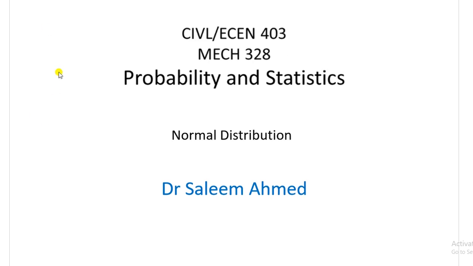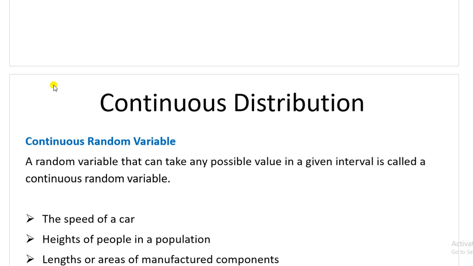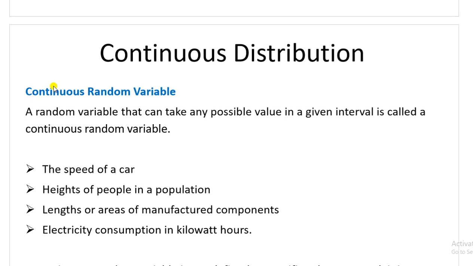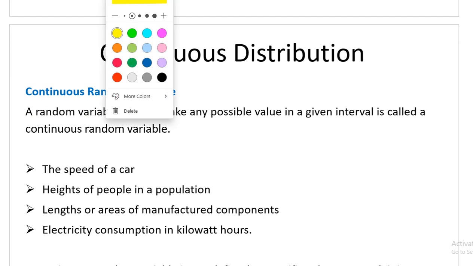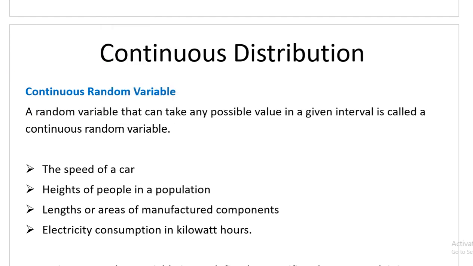So let's recall what we did in continuous random variables. A random variable that can take any possible value, because a discrete random variable takes on only integers, right? And on a given interval, it is called a continuous random variable. I gave a lot of details in previous lectures, so here I'm just recalling them.